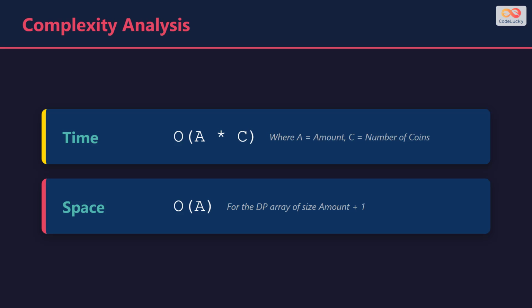Let's analyze the efficiency. The time complexity is O(A times C), where A is the target amount and C is the number of coins. This is because of our nested loops. The space complexity is O(A) because we need an array of that size to store our intermediate results. This is significantly faster than the exponential recursive approach.